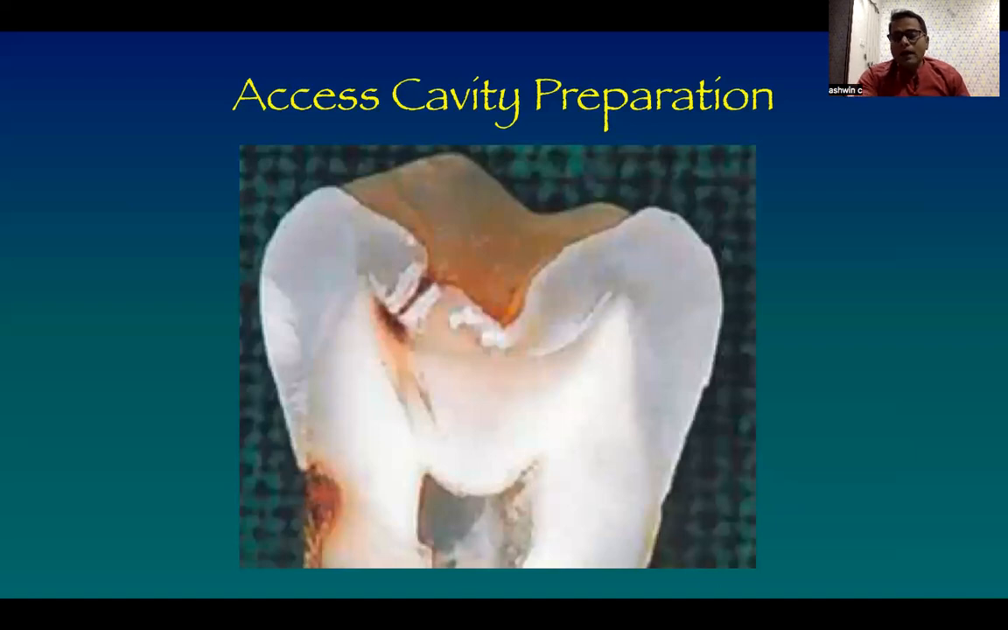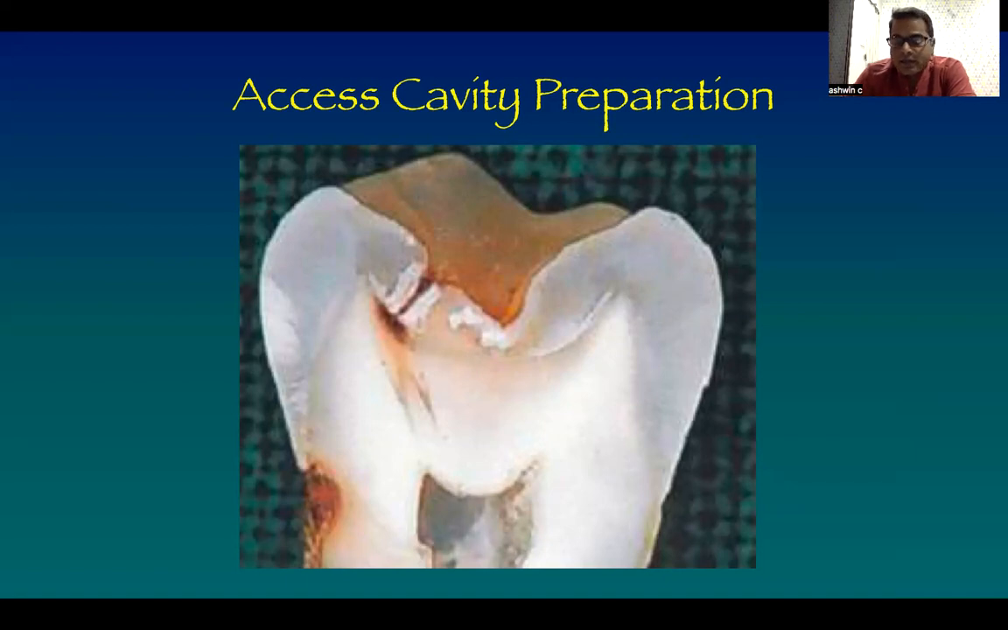Now here I'm going to cover only the basic things of access cavity preparation. What are the advanced ways of doing the access, or the advanced ways to look at the case, I'm going to talk on that on the day of the workshop.